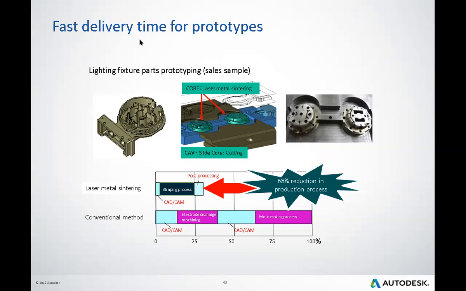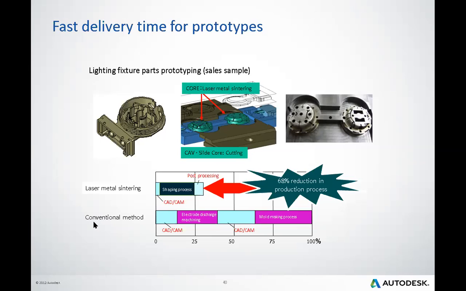Fast delivery time for prototypes. For example, we use a lighting fixture part prototype. We can see the core side and the cavity side. For the core side, we use laser metal sintering, and for the cavity side, slide core cutting. We can combine both techniques in the mold, and then we get a mold that looks like this picture. Then we can compare the time, the percentage, and the complexity of the process.